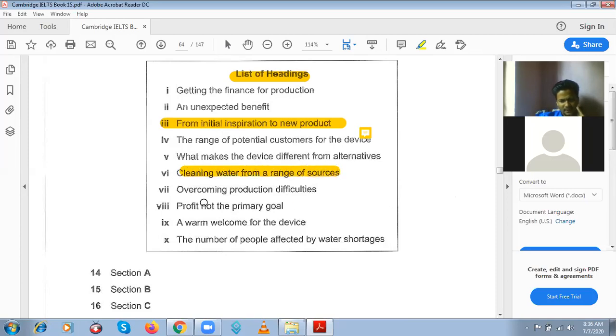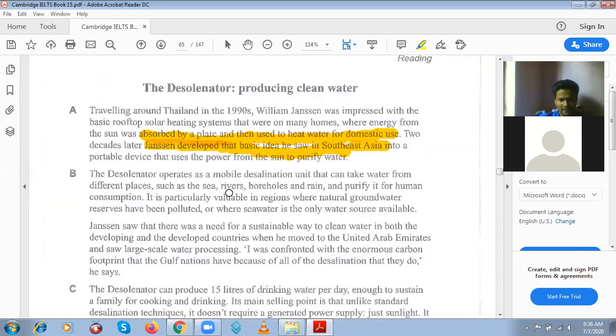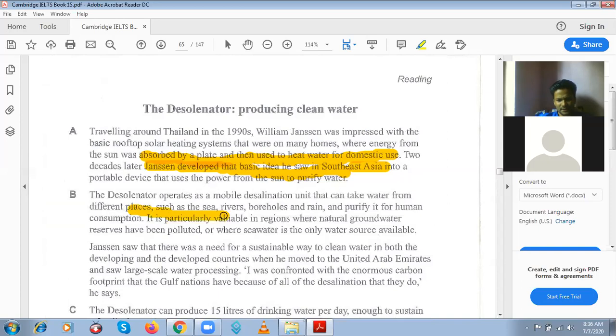Overcoming production difficulties, nothing about this. Profit as a primary goal, a warm welcome for the device, the number of people affected by the water storage. The answer is exactly this. Water sources, the range of it. The answer talks about the sea. Mobile distillation that can take water from different places, such as storage and rain, and purifies it for human consumption. This is the answer.